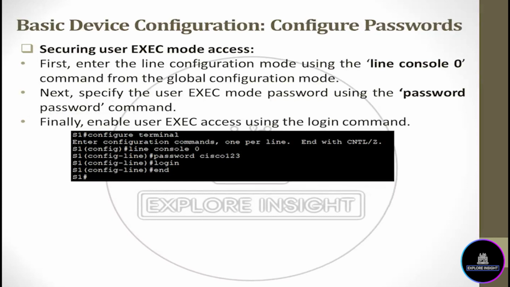When we want to get to the global configuration mode, take note, I've actually changed the default name from switch to S1. At this point, I'm trying to type in the command that will take me to the global configuration mode. This is why when I type configure space terminal, I get to the global configuration mode. Now, for me to secure my user exec mode, I'm going to put this command, which is line console 0. And once I get there, it takes me to the line configuration mode.